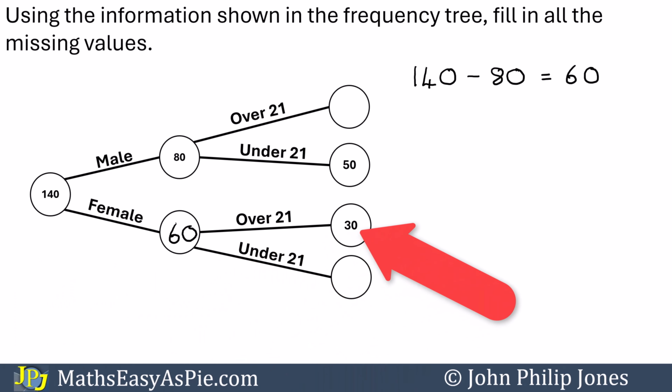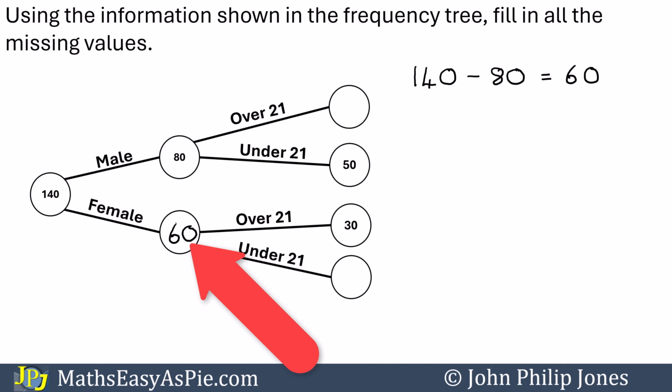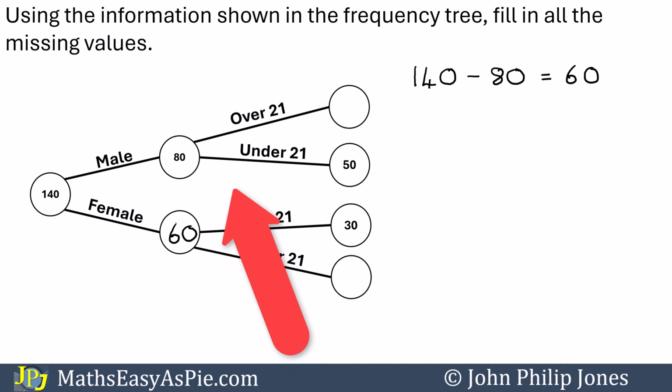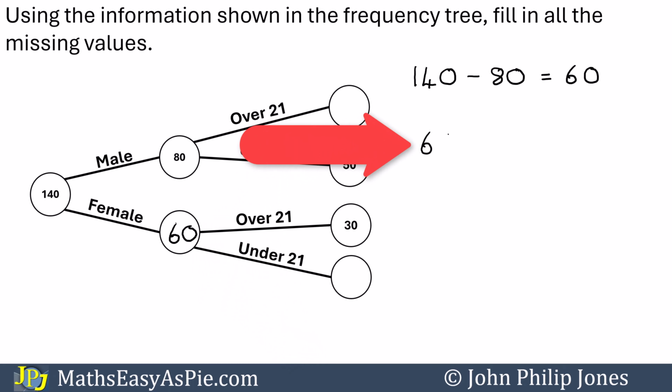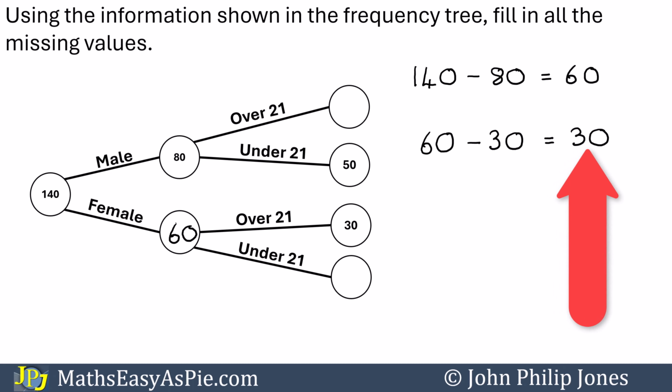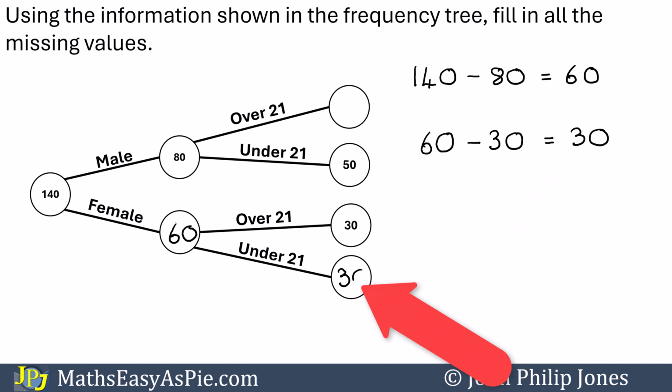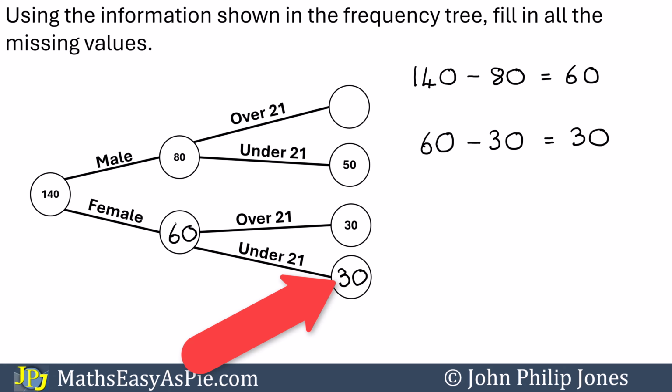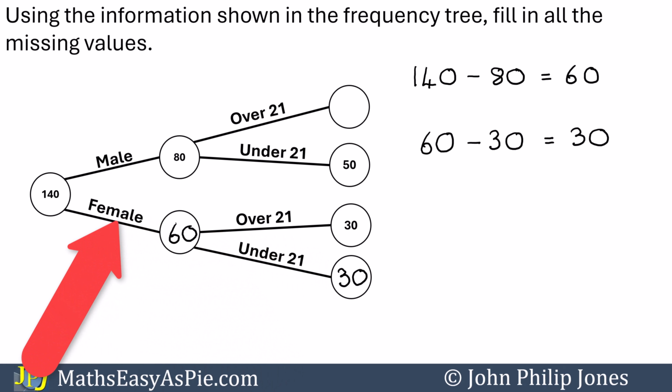So we subtract this 30 from the number of females we have, which is 60, and the calculation for this is shown here, which you can see is 60 minus 30, which equals 30, and this 30 is placed into this circle here. This tells us that there are 30 of the 60 females under 21.